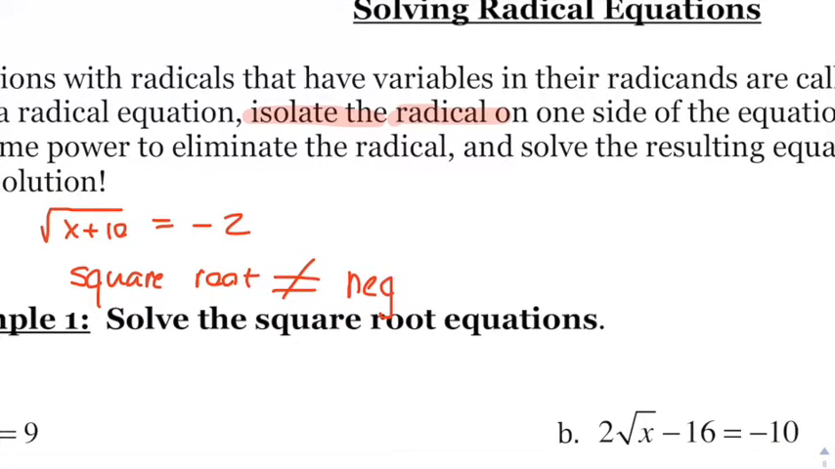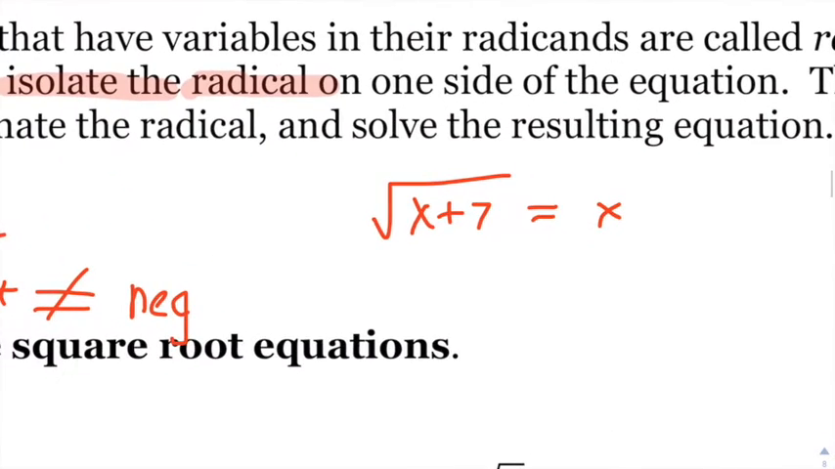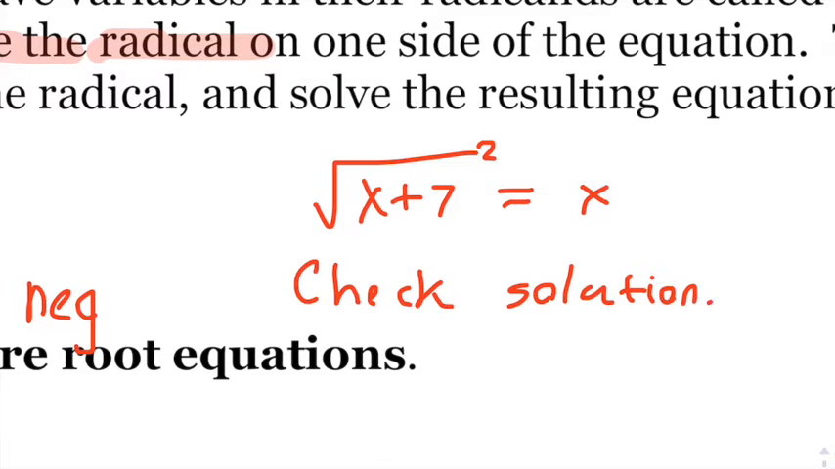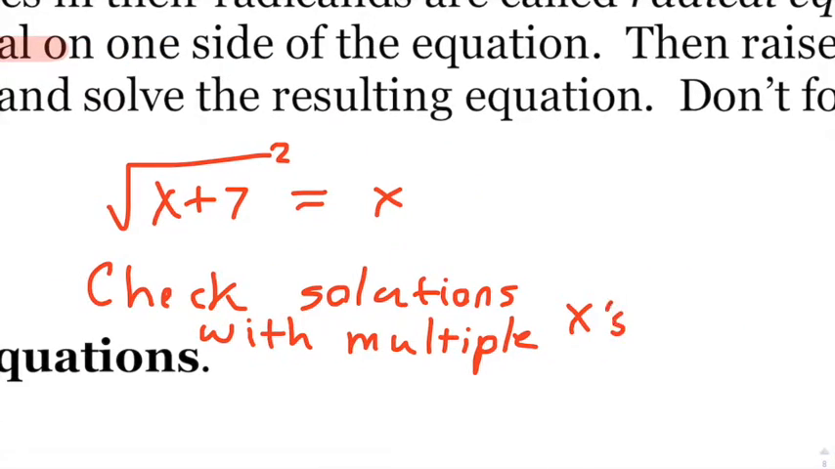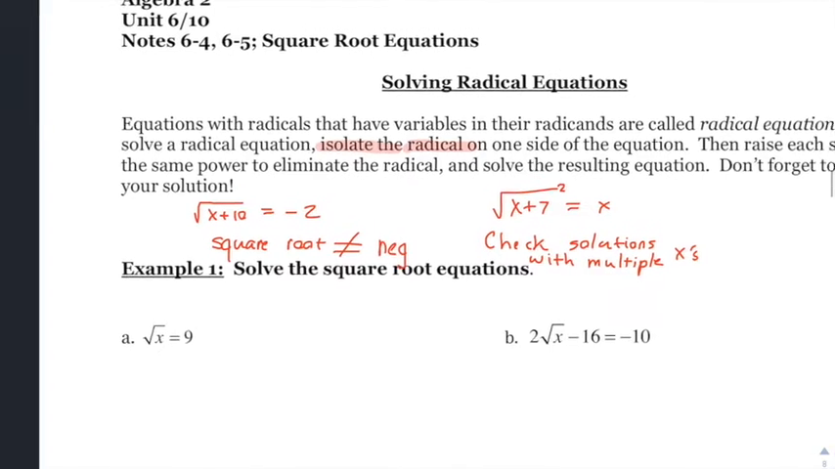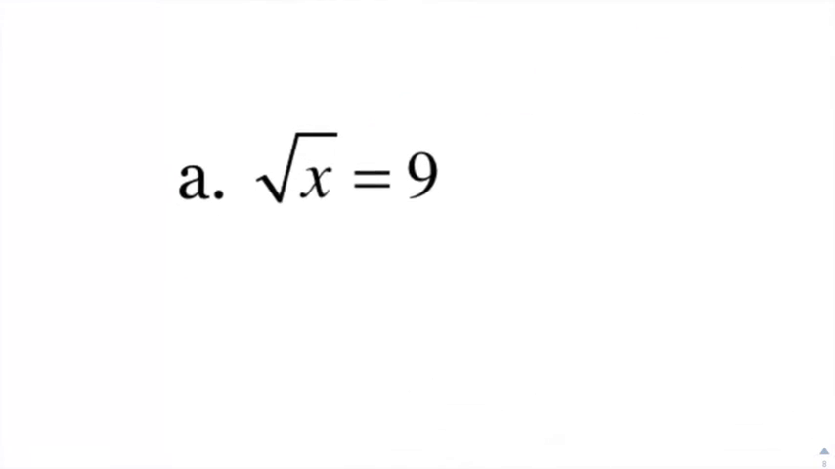And then sometimes you have something like x plus, I don't know, 7 equals another x on the other side, so multiple variables. When you square a variable, that's typically going to generate two solutions, and then one of them might not work. So you need to check solutions with multiple x's. So look out for those. That's typically what's going to mess up radical equations. We might see some of those, might not, I'm not quite sure.